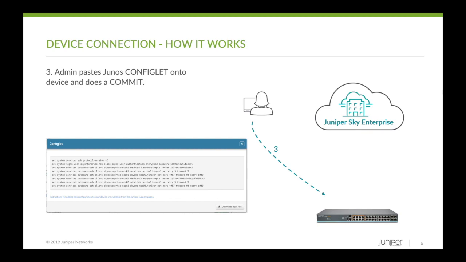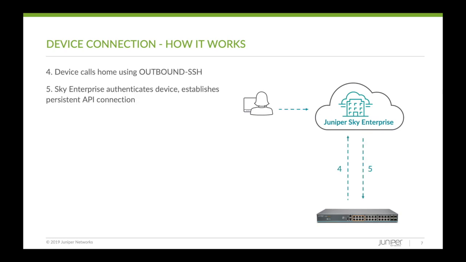So once that change is committed, it invokes a Junos component called outbound SSH, and the configlet instructs the device to call home to Sky Enterprise to be managed. So because it's calling out, there's no need for any NAT rules or typically no firewall changes. The device will be able to reach the internet and call out to Sky Enterprise.